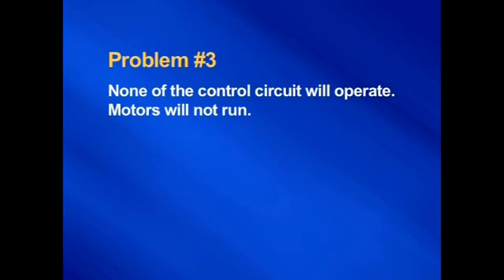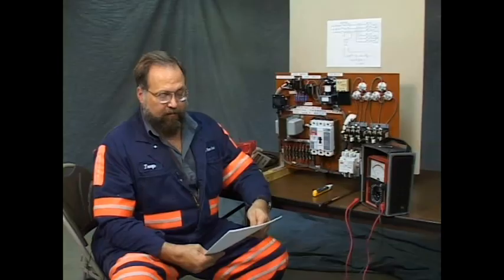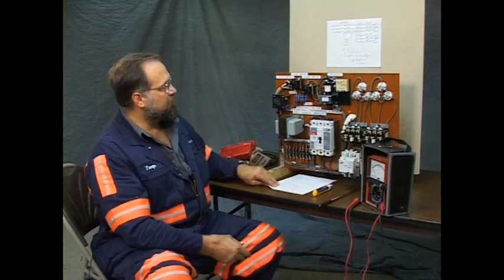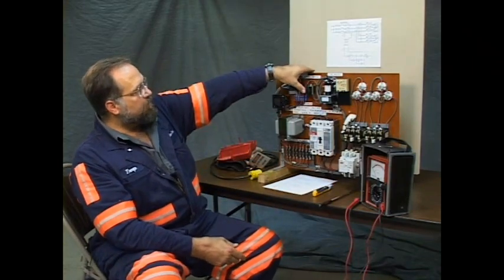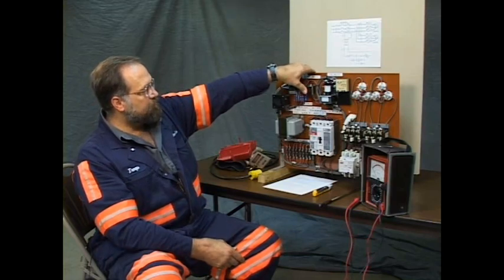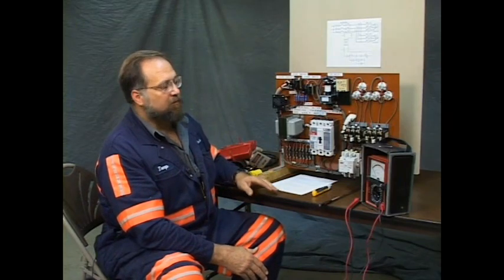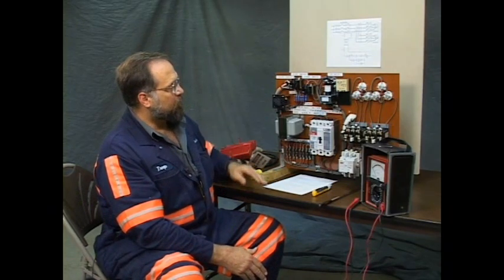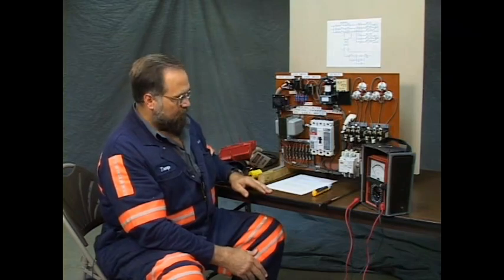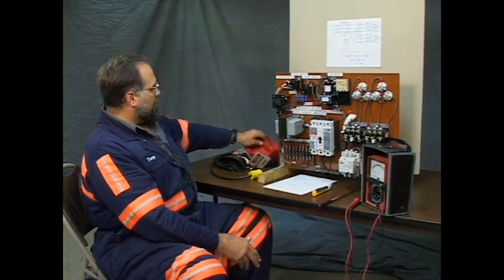That's exactly the same problem we had for problem 2. And we're going to give it a try here, see what happens. We're going to push the start switch. Yep, nothing happens. So, you don't really have a basis to start troubleshooting other than at the beginning. It says none of the control circuit will operate. So it could be anywhere, or most anywhere in the circuit. What we'll do is let's take the power off, lock and tag.